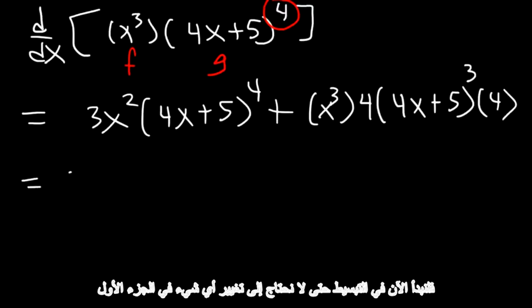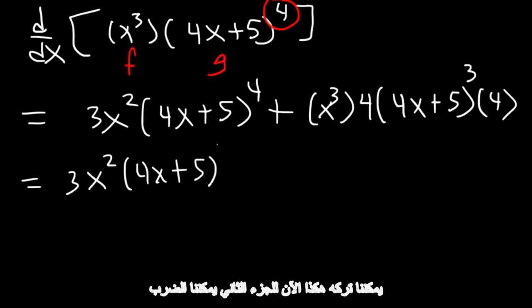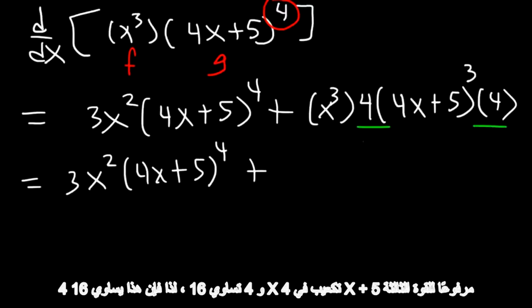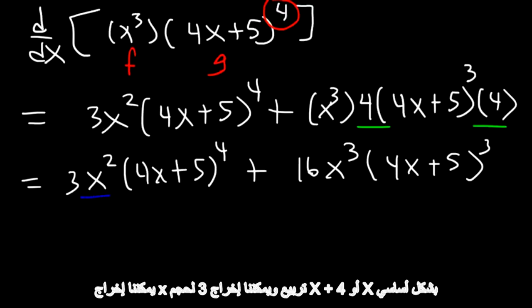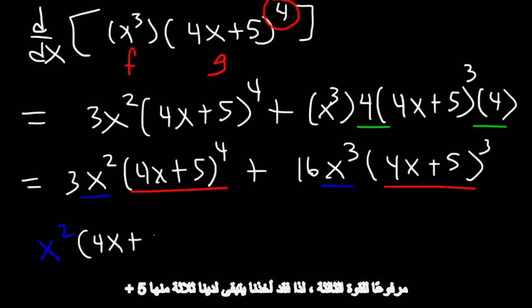So now let's simplify. So the first part, we don't really need to change anything. We can just leave it like this. Now for the second part, we can multiply 4 and 4. That's 16. So this is 16x cubed times 4x plus 5 raised to the 3rd power. You can leave your answer like this, or if you want to, you can take out the GCF. We can take out an x squared, and we could take out 3 4x plus 5s, or basically 4x plus 5 to the 3rd power.